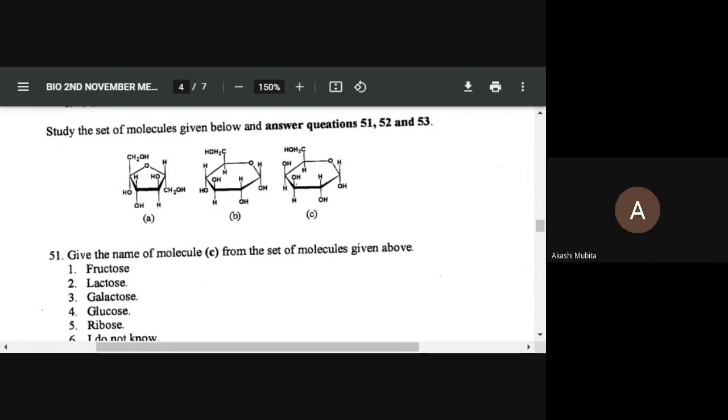Okay, C is galactose. To know which one is glucose or galactose, just check which one has the same orientation as carbon number 3. The one that has the same orientation as carbon number 3 makes galactose. Then the one that has an inverse orientation to carbon number 3 is glucose. That's the way you can remember them.